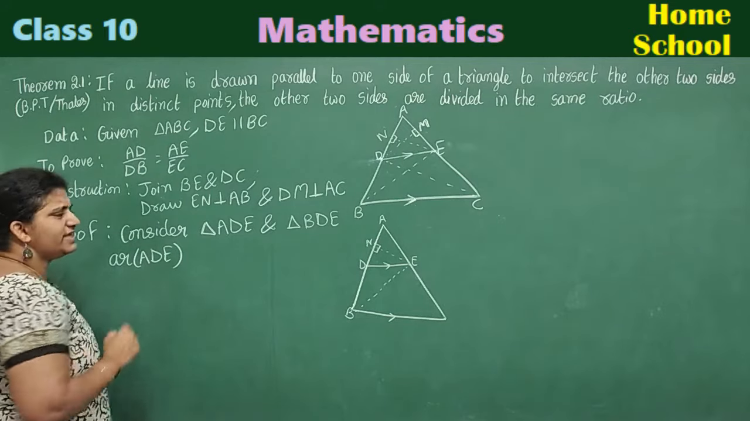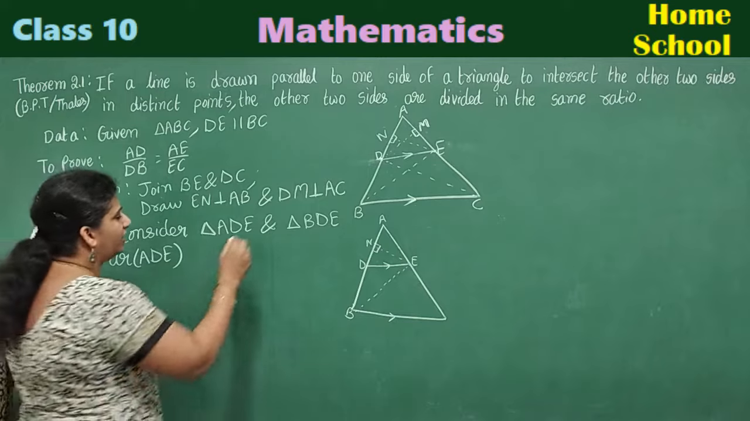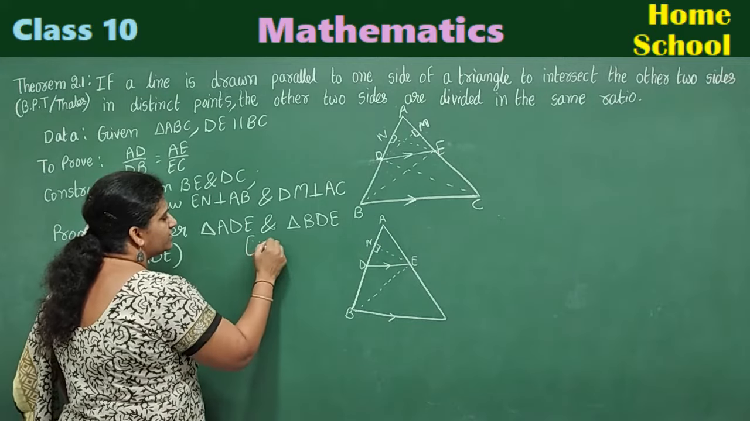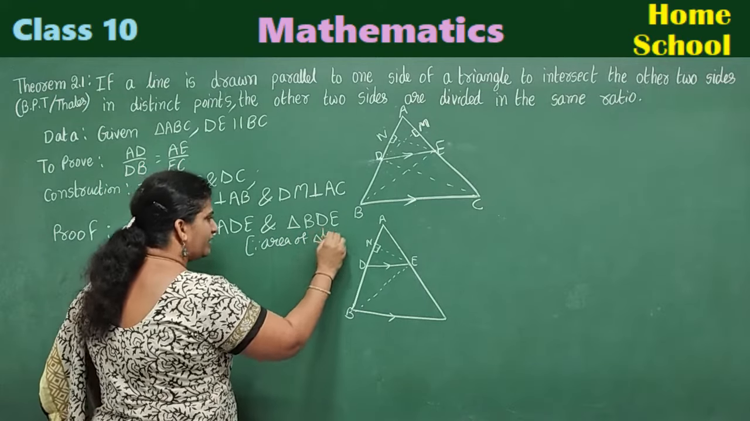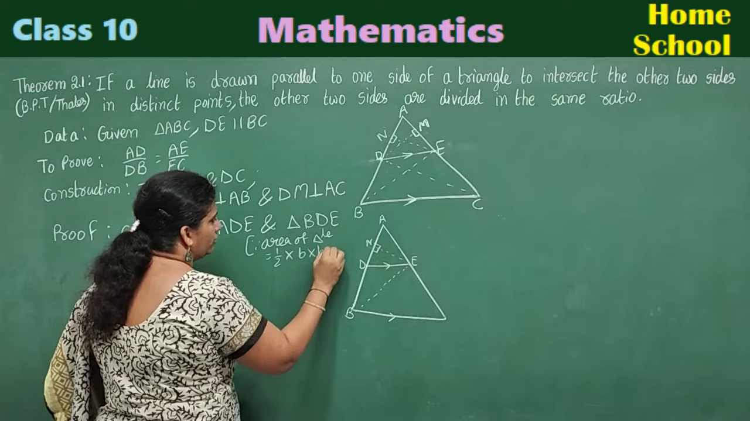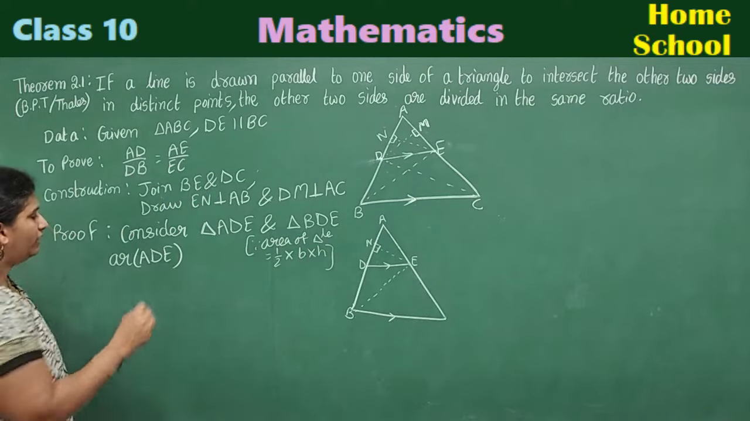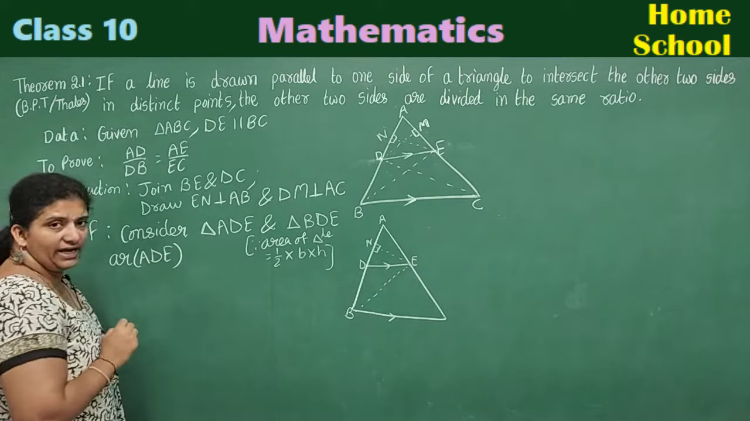Okay. What is the area of a triangle formula? Half into base into height. If you want, you can write here. Since area of any triangle is equal to half into base into height. Okay. Now, area of triangle ADE. What is area of triangle ADE?